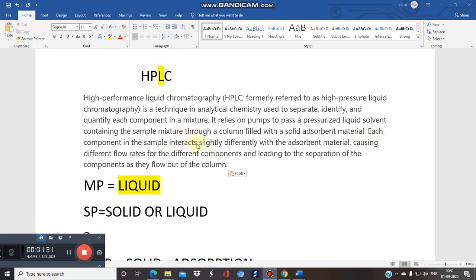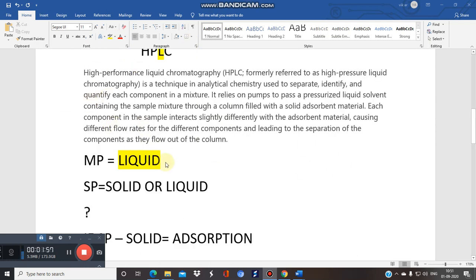Each component of the sample interacts with the stationary phase or with the mobile phase, which causes different flow rates for different components. The compounds present in the mixture move at different speeds depending upon their affinity either towards the stationary phase or towards the mobile phase, and that leads to their separation. This is the basic principle involved in HPLC.